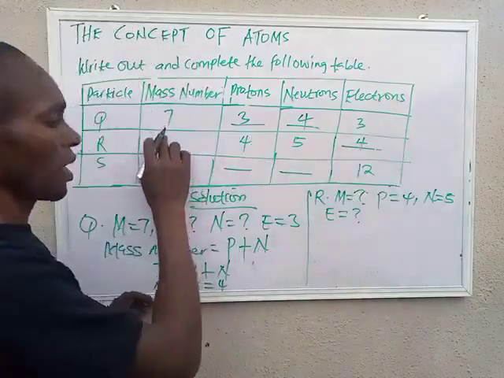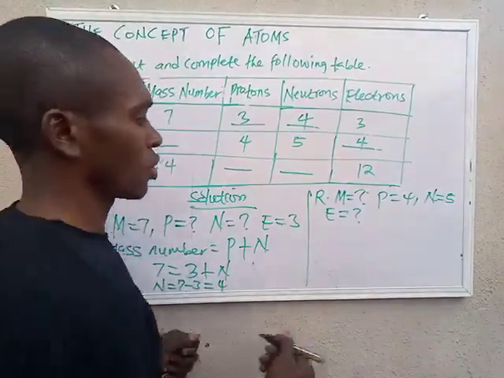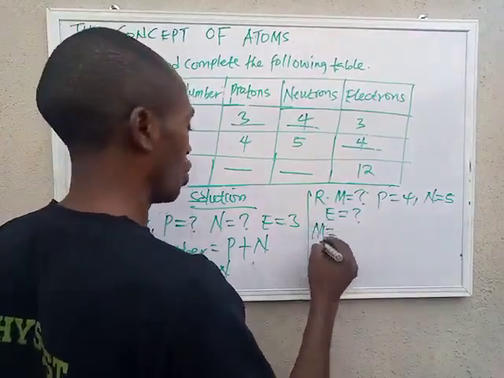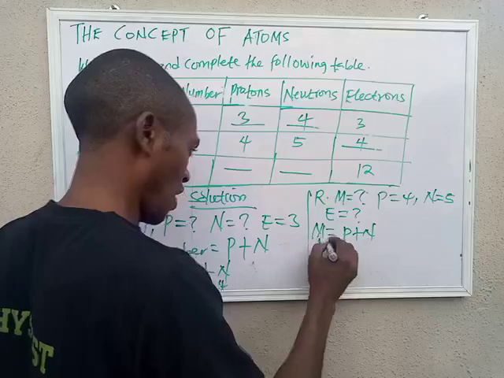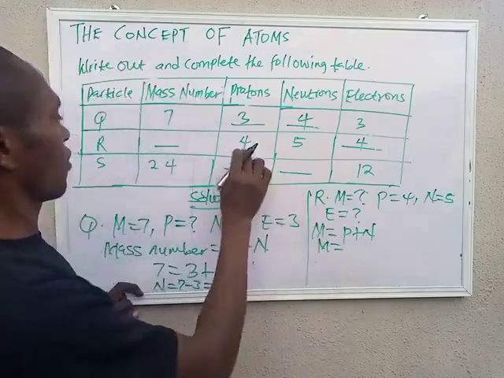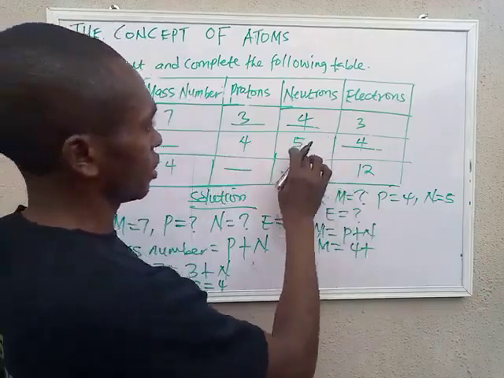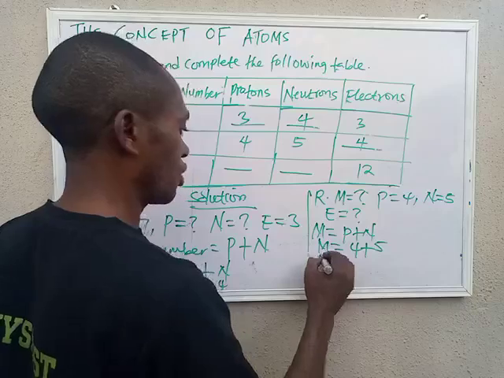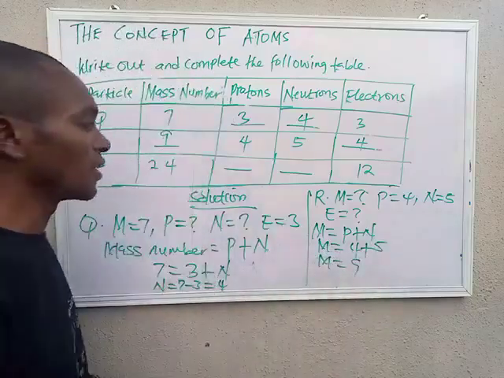So I'm looking for the mass number. The mass number is the addition of the number of protons and the number of neutrons. So M equals P plus N. P for R is 4, N, the number of neutrons, is 5. When you do your addition, 4 plus 5 is 9. So the mass number here is 9.